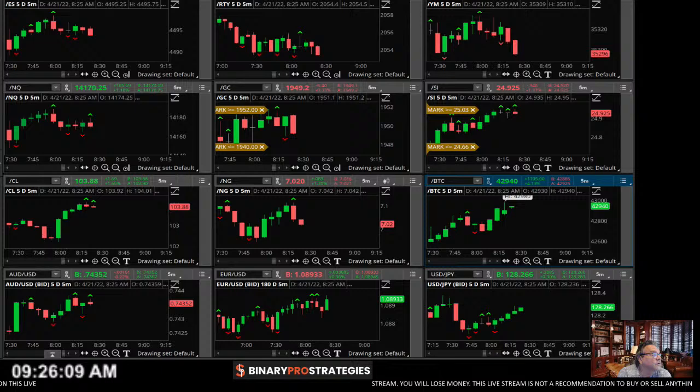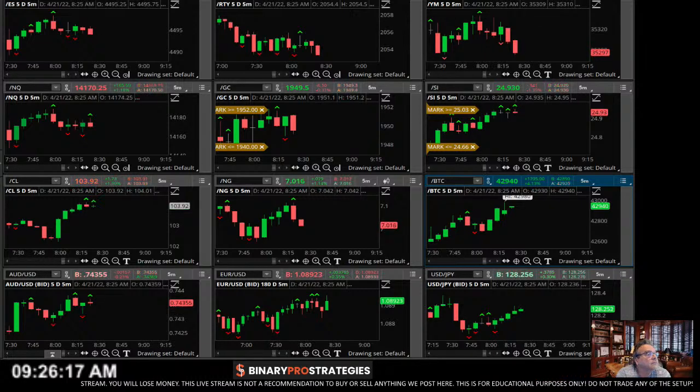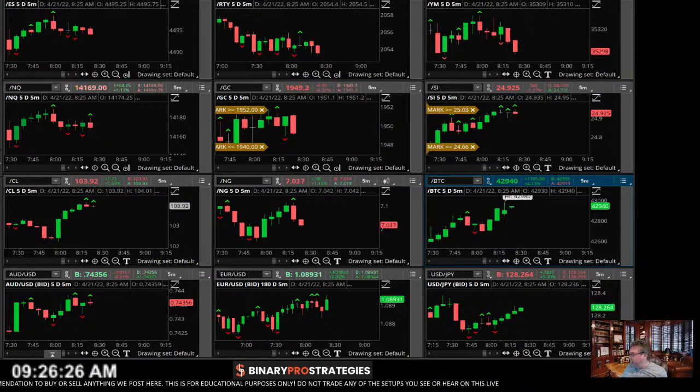Okay, still long silver, still long gold. Out of natural gas, short. Less than 4 minutes to go here before the Dow opens up. Looks like we're going to get a much higher opening here.